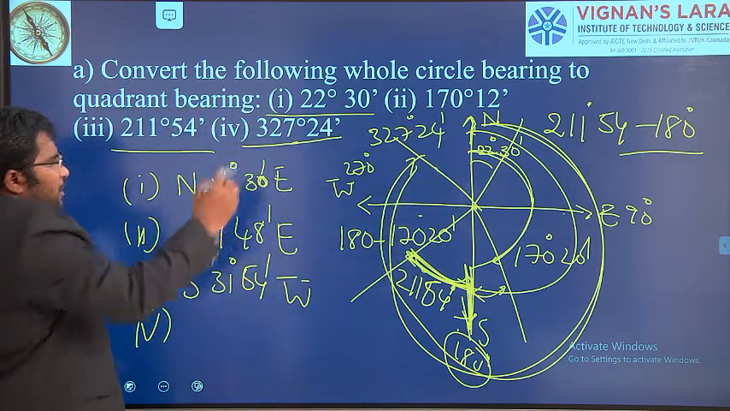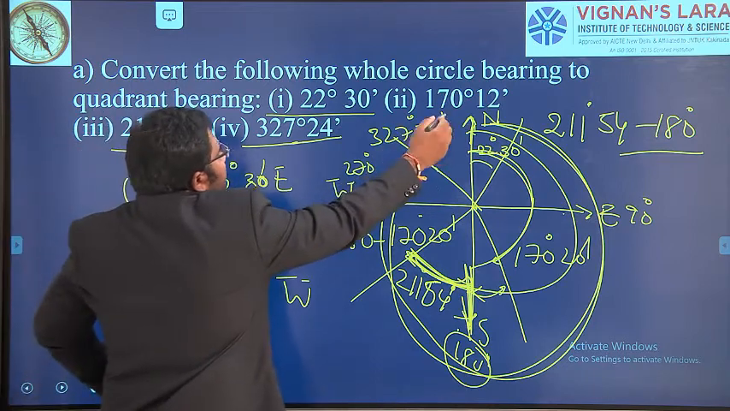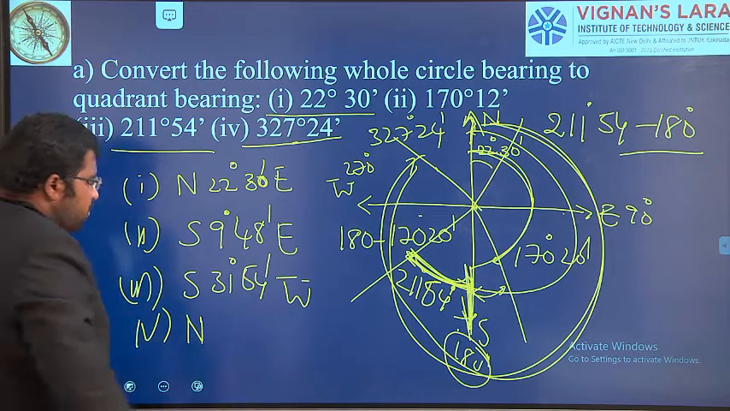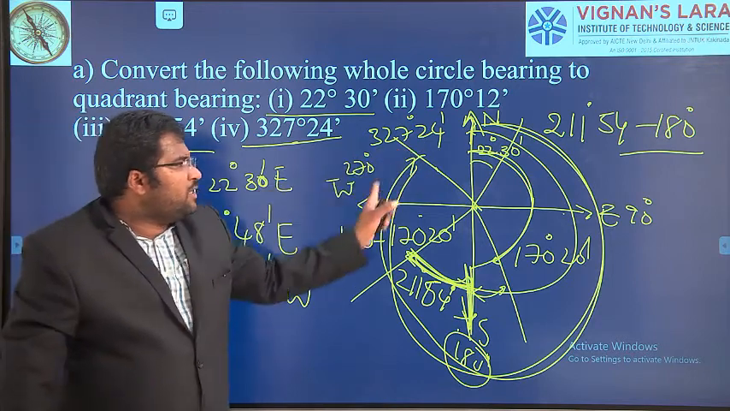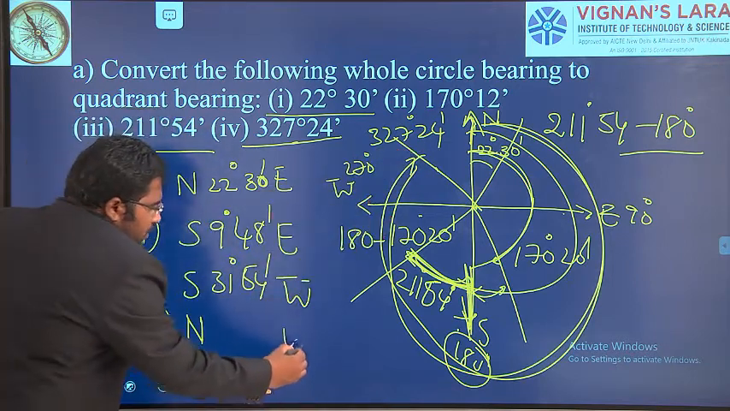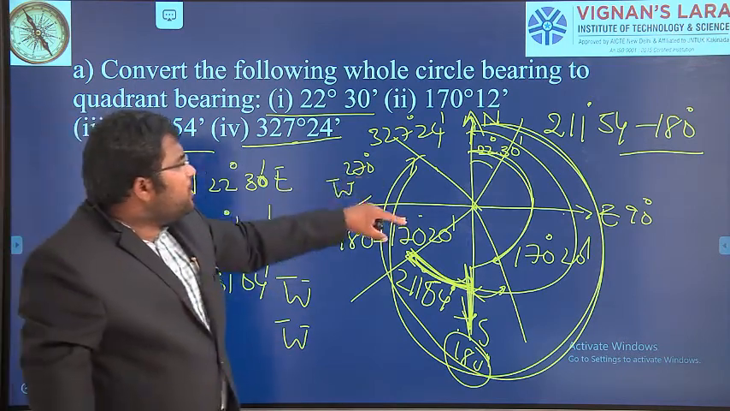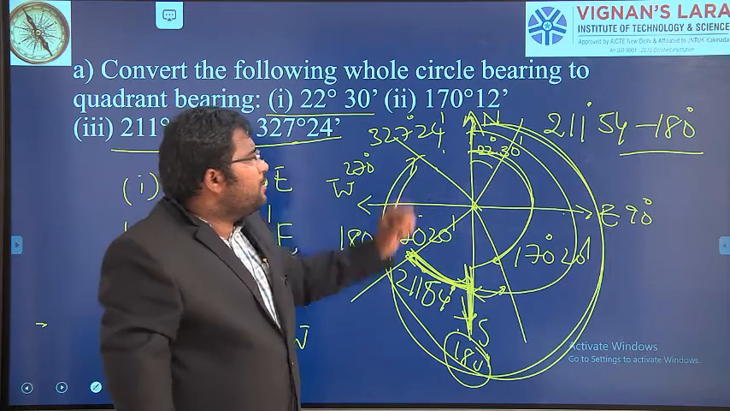So now how to convert this? It is near to which direction? It is near to the north direction. So north. And which side is it on? From north it is west. Okay, northwest. You can write like this. Then it is more than 270 and less than 360.